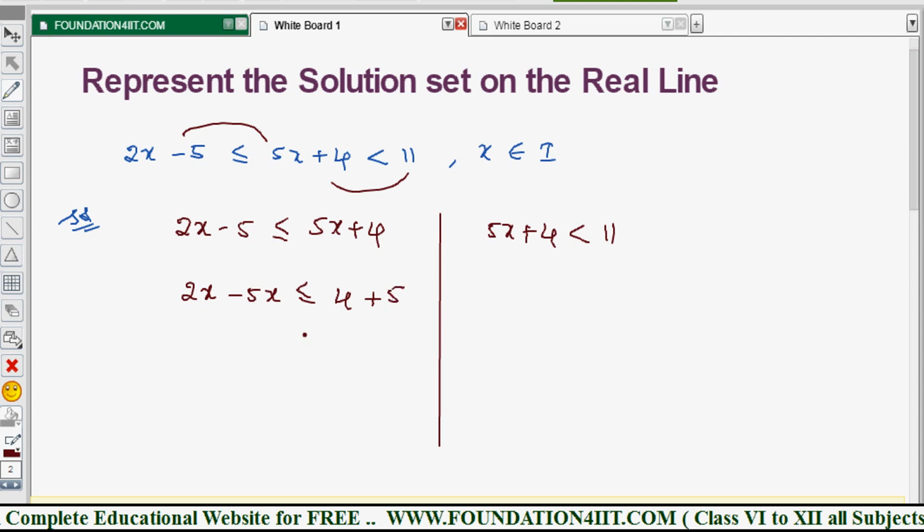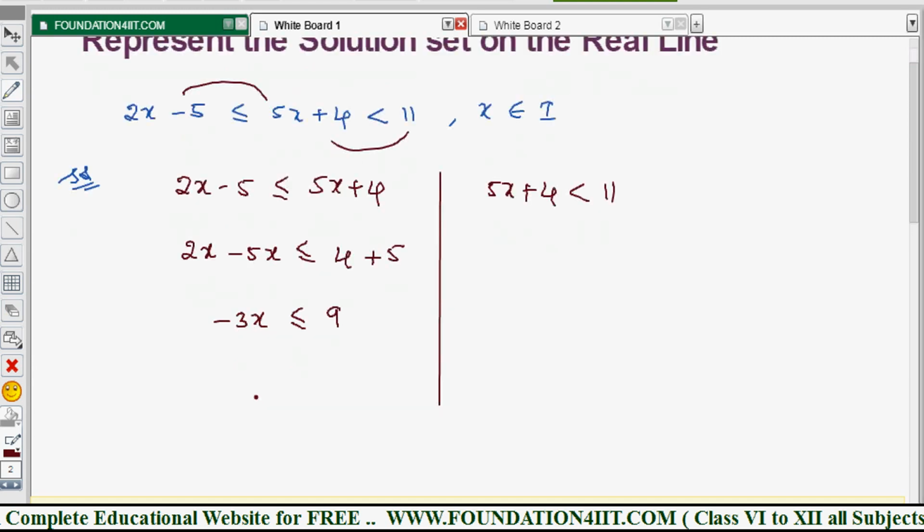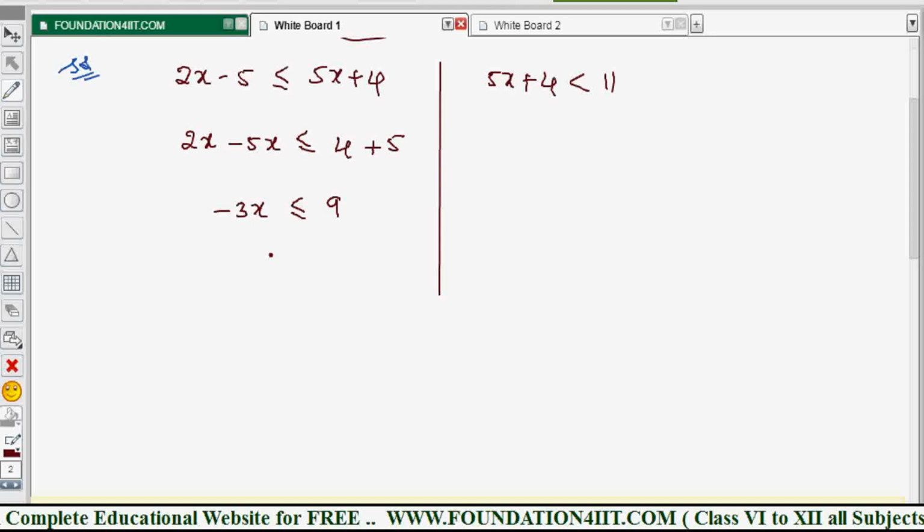Take it to the other side. Whenever you change sides, the sign will be changed. And 2x minus 5x is minus 3x less than or equal to 4 plus 5, which is 9. Right? So minus 3x is less than or equal to 9. And from this, plus 3x is greater than or equal to minus 9. Whenever you multiply both sides with minus, the inequality will be reversed. Okay, 3x is greater than or equal to minus 9.